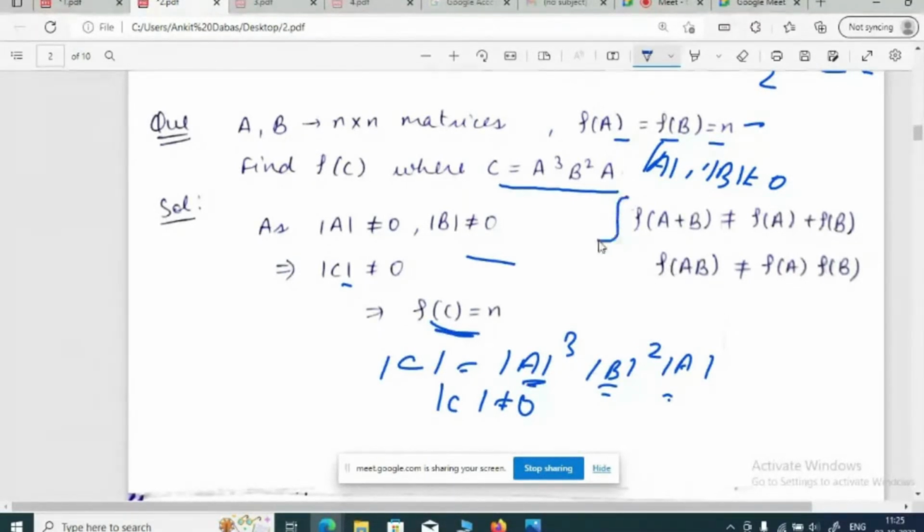Remember that the rank of A plus B is not equal to the rank of A plus the rank of B, and the rank of AB is not equal to the rank of A into the rank of B.